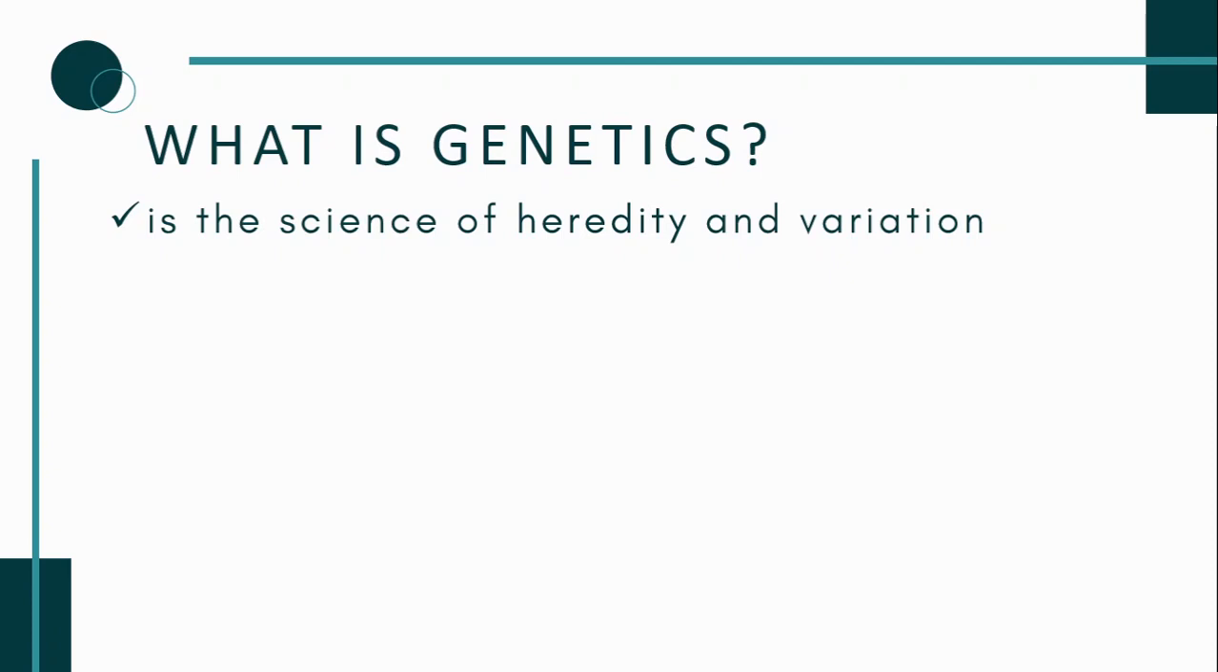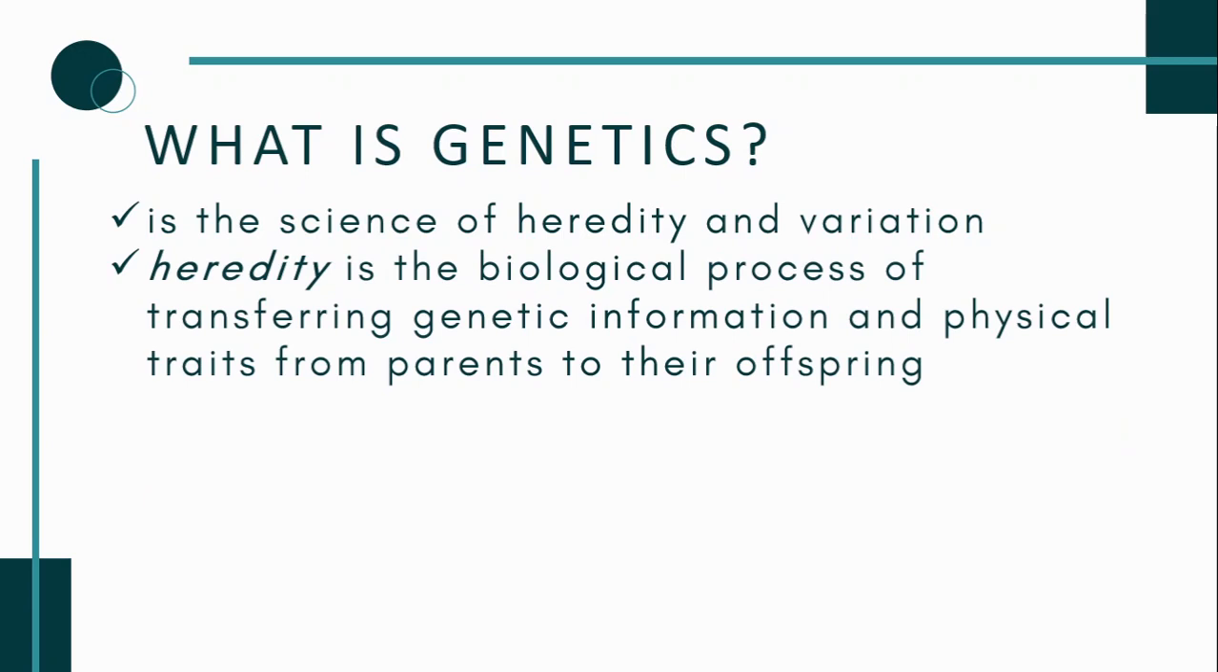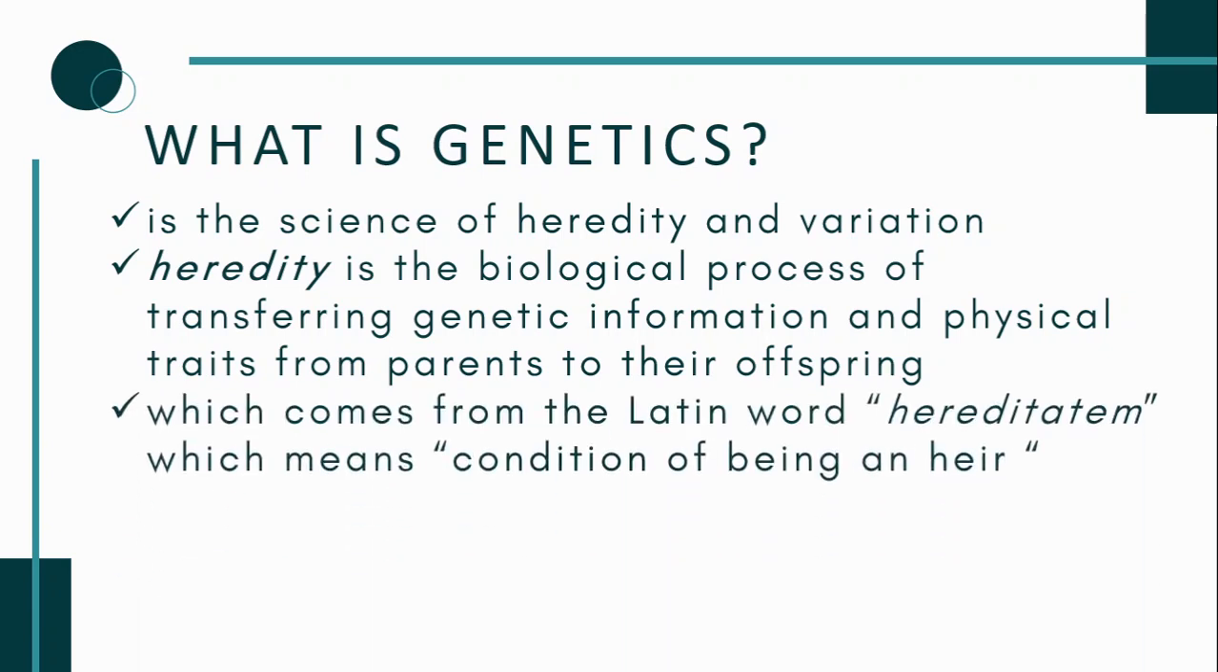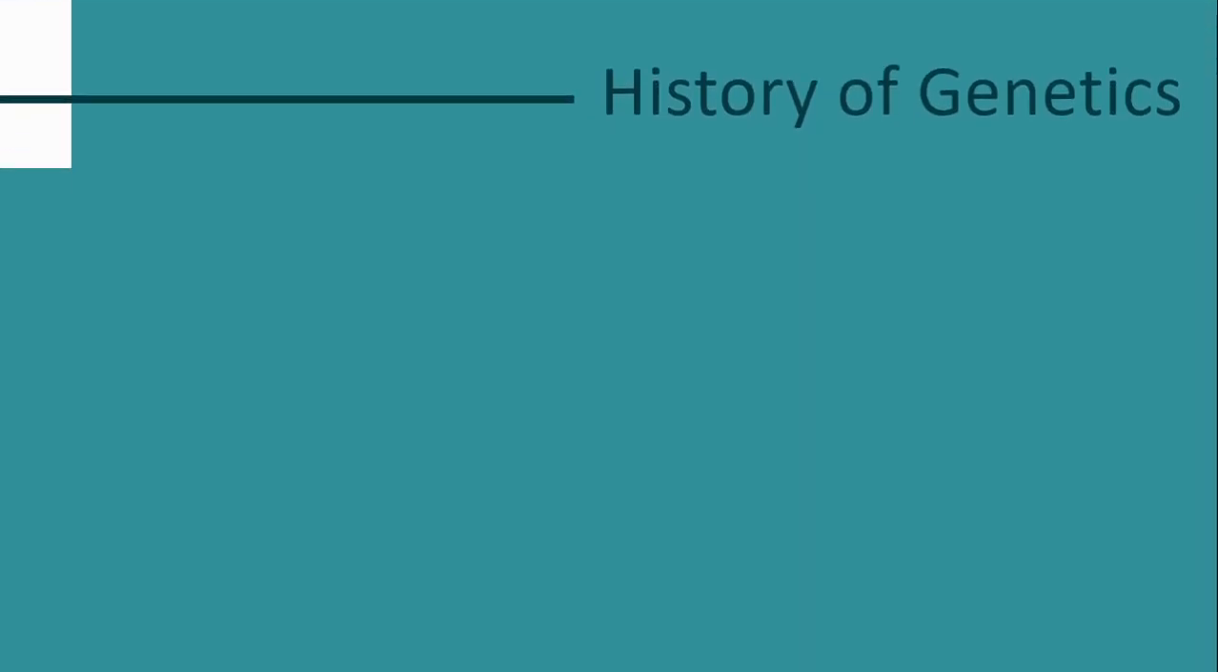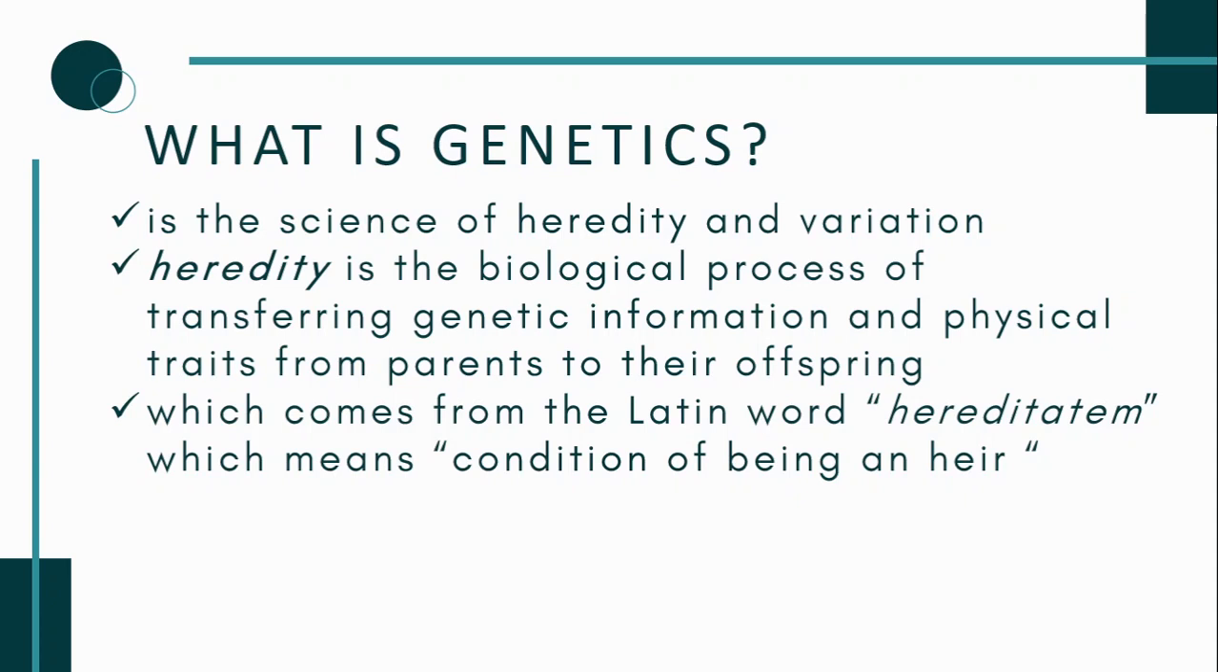Genetics is the science of heredity and variation. Heredity is the biological process of transferring genetic information and physical traits from parents to their offspring, which came from the Latin word hereditatem, which means condition of being an heir. So genetics is the science that deals with heredity and variation. The origin of genetics is traced back to the development of theories of evolution. The field of genetics also played a part in the theory of evolution that was used by Gregor Mendel.